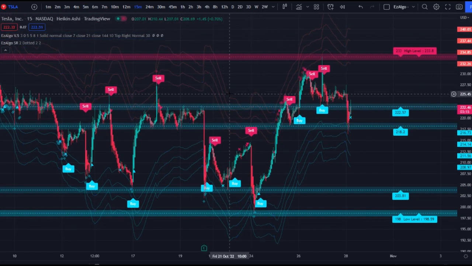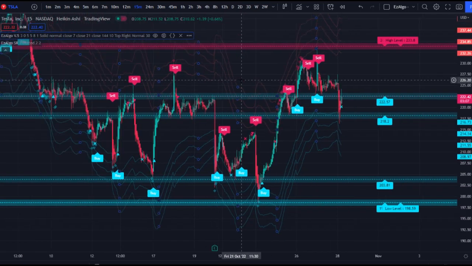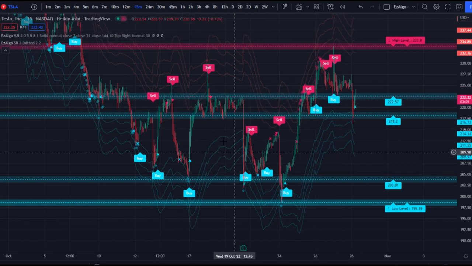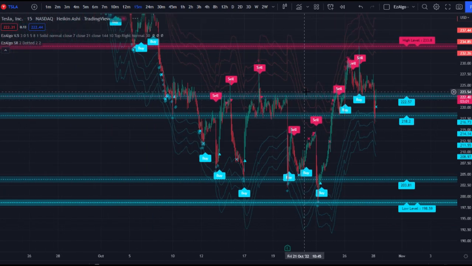All right, and this is how the algo looks on Tesla on the 15-minute time frame. You can see we're in this kind of ranging market right now with these pretty defined lows and these pretty defined highs up here, right?